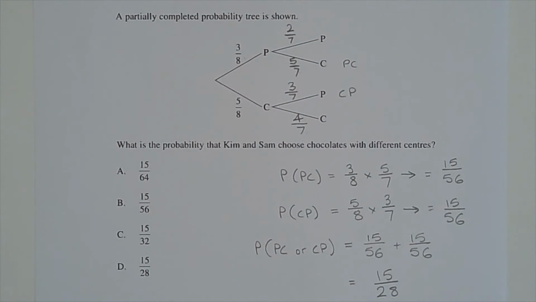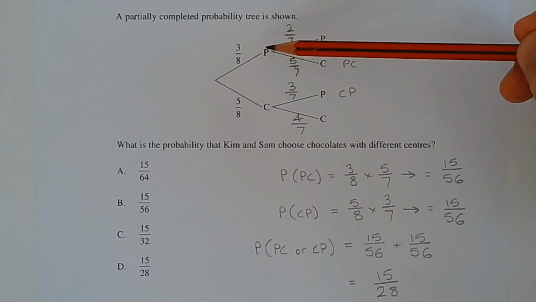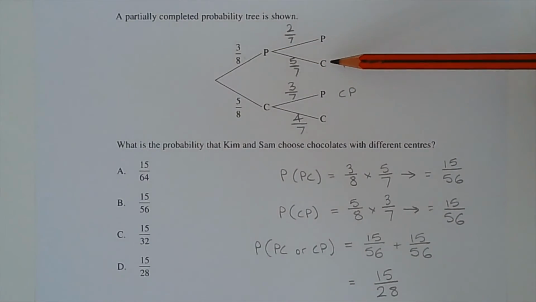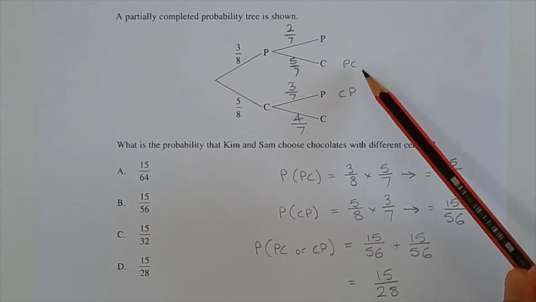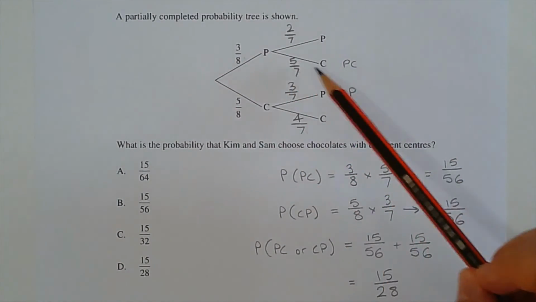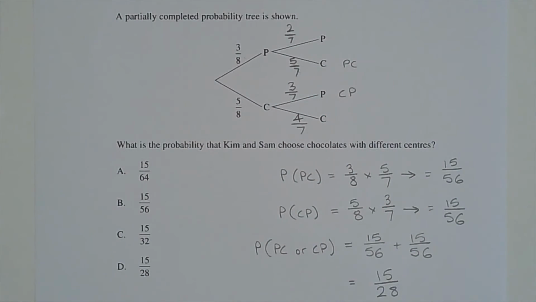Now to determine the probability that Kim and Sam choose chocolates with different centers. So the 2 outcomes that we're interested in is PC, so peppermint caramel, or caramel peppermint. And we get those probabilities by multiplying across or through the branches of the probability tree.